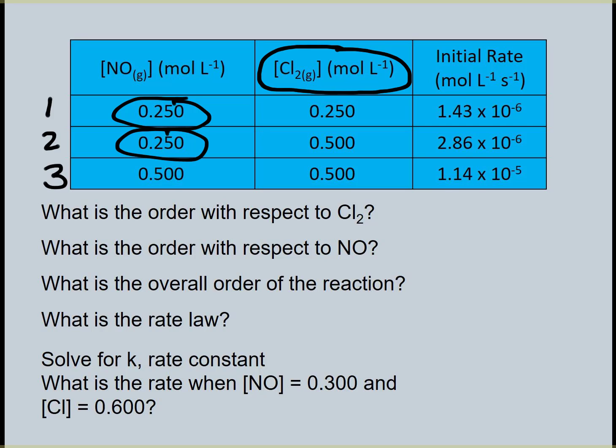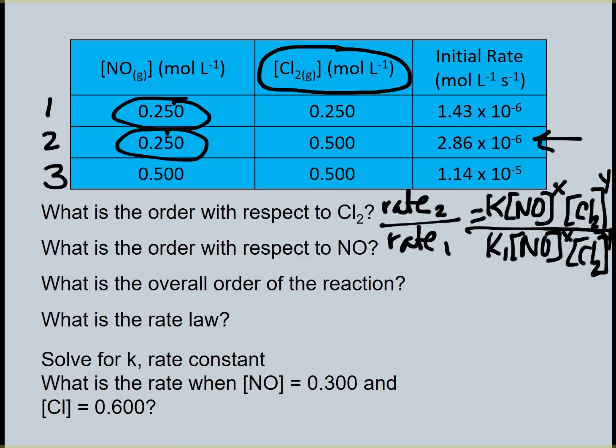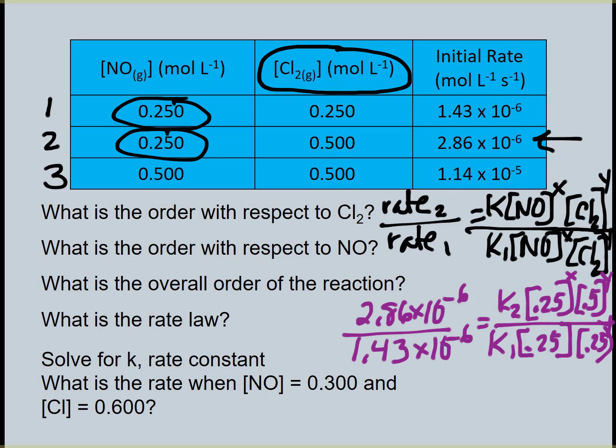And then I'm going to set this up. It does look like experiment 2 has some larger numbers, so I'm going to put that one on top. So I put the rate law for 2 on top of the rate law for 1, and then I'm going to put my numbers in. I'm going to simplify and then cancel like terms.